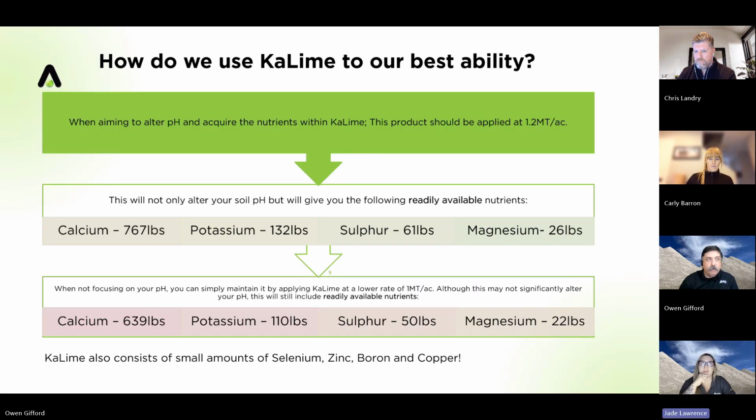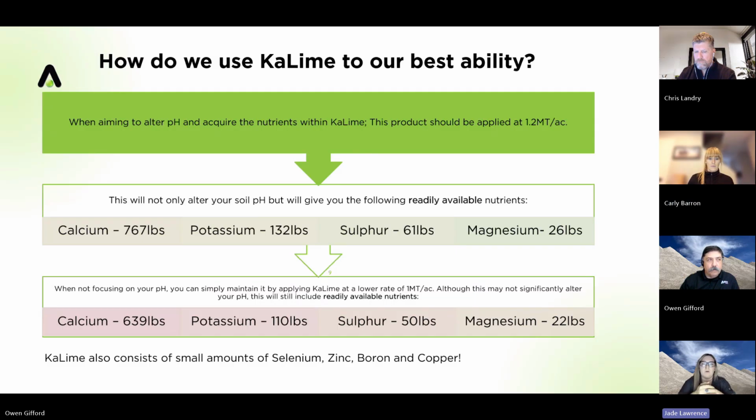So how do we use that to the best of our ability? We have a hydroxide product. We also have the nutrients in there. Everything is together as one. So what do we do with that to use it to our best ability? If your goal is to alter your pH, you need to go in at a minimum of 1.2 metric tons an acre.